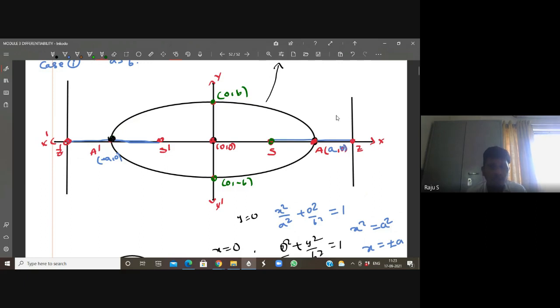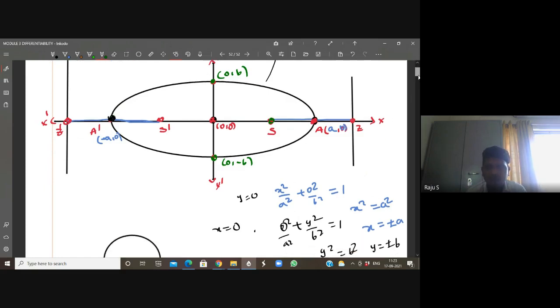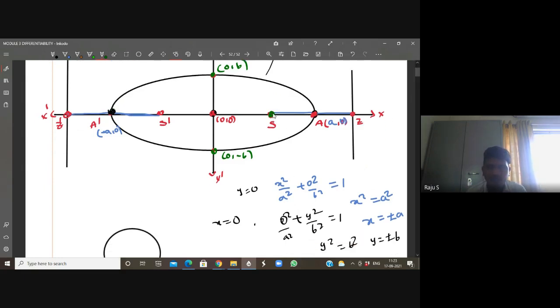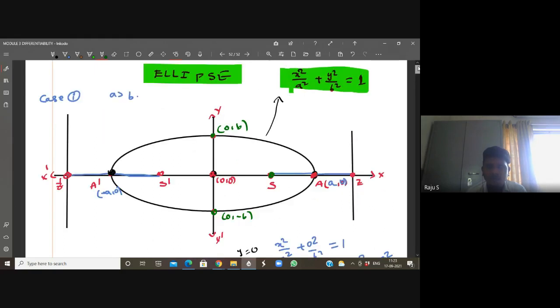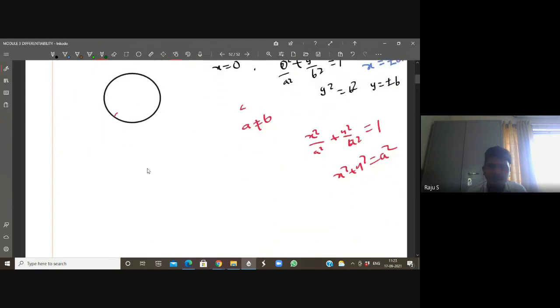I'm telling you very clearly, students: two vertices, two foci, two directrices. I'm going to write all these things here very clearly. I told you in the previous class that parabola, ellipse, and hyperbola depend on E, nothing but eccentricity. SP by PM in a parabola.